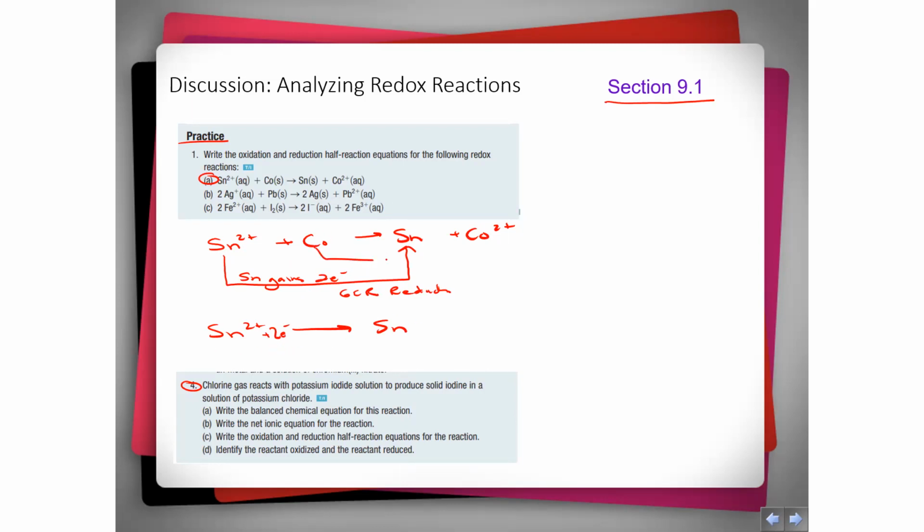The other half of the reaction is cobalt to cobalt 2 plus. So cobalt here would lose 2 electrons. And so that would make it an oxidation. So the half reaction is cobalt going to cobalt 2 plus, and the 2 electrons are lost. So they are being given off. They are a product. And so this is your oxidation reaction. And this was our reduction reaction. Okay, so try that again for B and C.